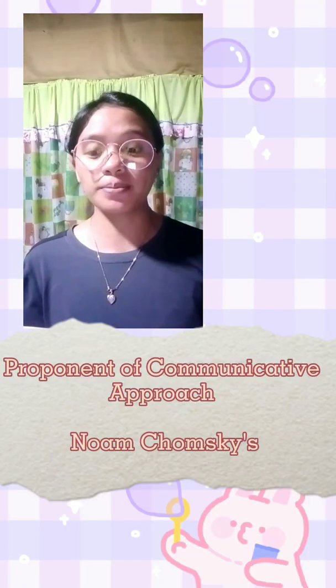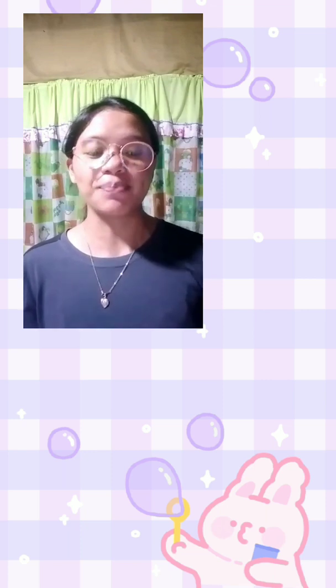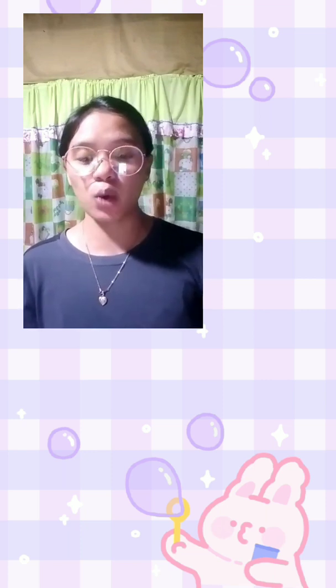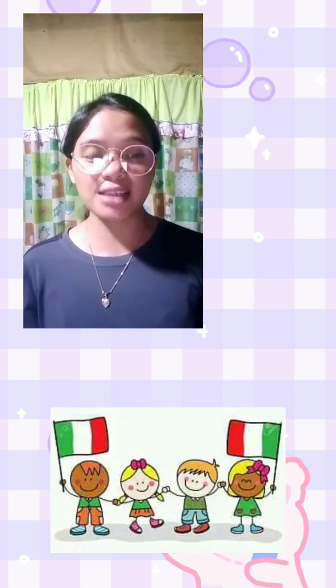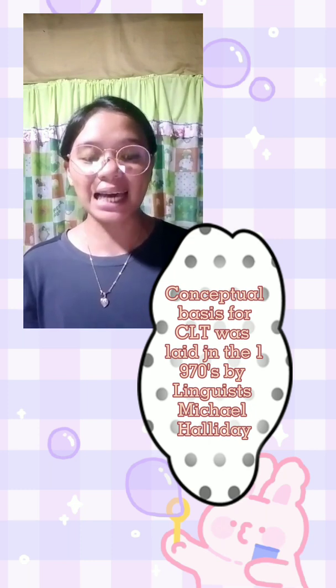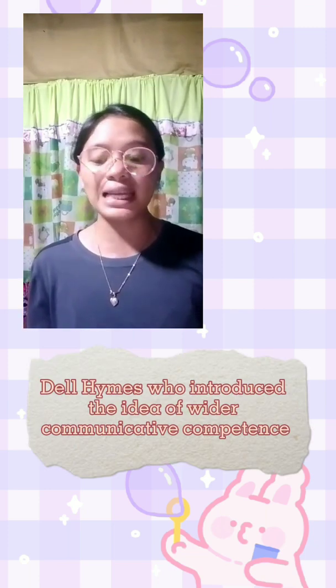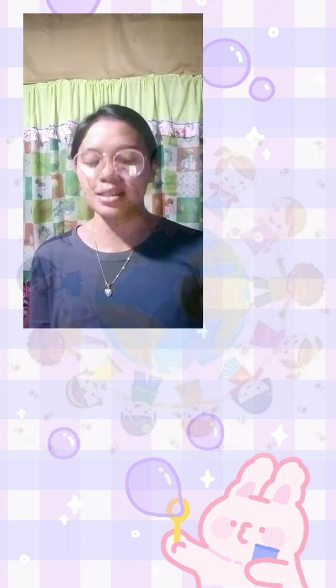The proponent of the communicative language teaching approach, Noam Chomsky, the theorist in the 1960s, focused on competence and performance in language learning, which gave rise to communicative language teaching. But the conceptual basis for CLT was laid in the 1970s by linguist Michael Halliday, who studied how language functions are expressed through grammar. Dell Hymes introduced the idea of a wider communicative competence instead of Chomsky's narrower linguistic competence.